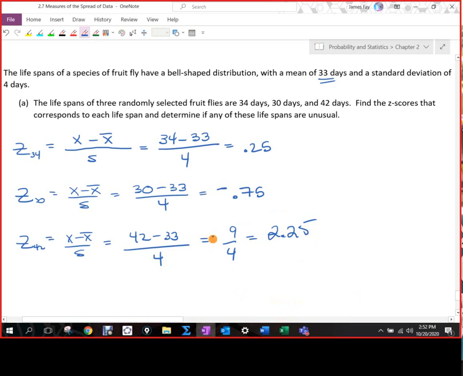Okay, so now here's my question. Are any of these unusual? The last one's unusual, right? Meaning it lived longer than what most fruit flies in the population lived, right? Okay.